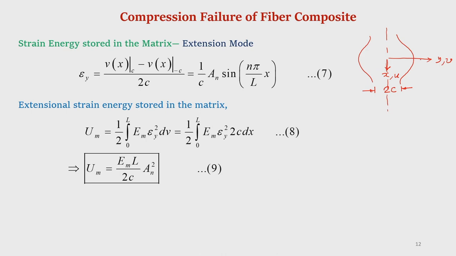So, we know that v at c is nothing but minus v at minus c. And when you put this, we get this as the extensional strain in the matrix along y. Therefore, what is the strain energy stored? We know that the strain energy under extension is nothing but half into stress into strain into volume, of course, the volume integral. So, this could be written as half into, using the stress strain relationship, stress could be written as E into epsilon.